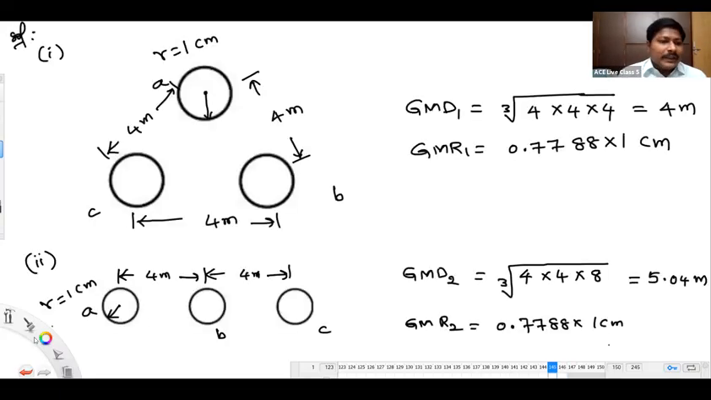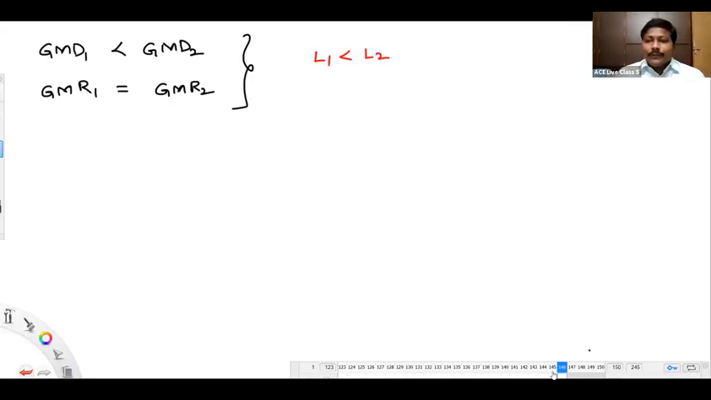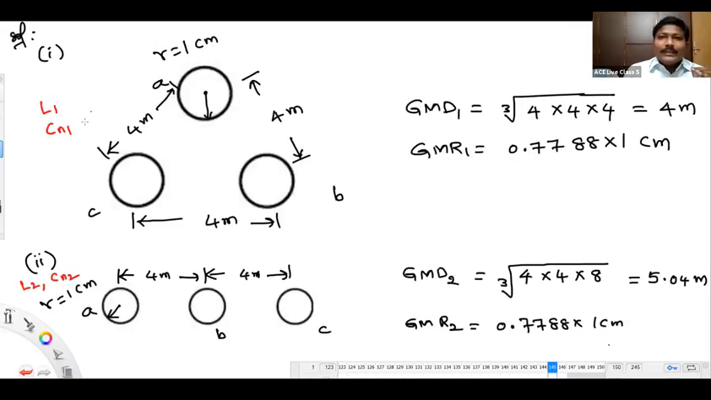See, for example, in this case, inductance is L1, capacitance is CN1. And here the inductance is L2, capacitance is CN2. So L1 will be less compared to L2. That's one comment you can make. Next one, CN1 is greater compared to CN2.